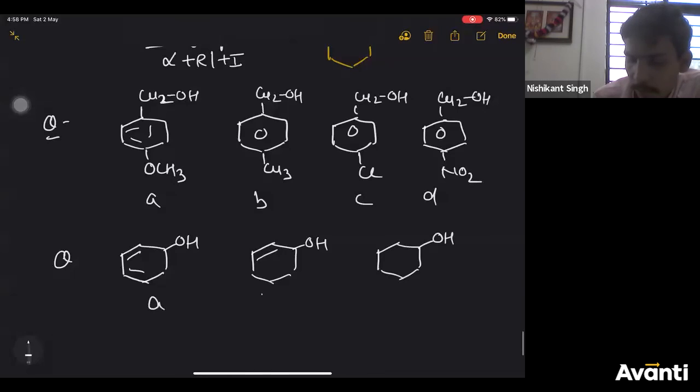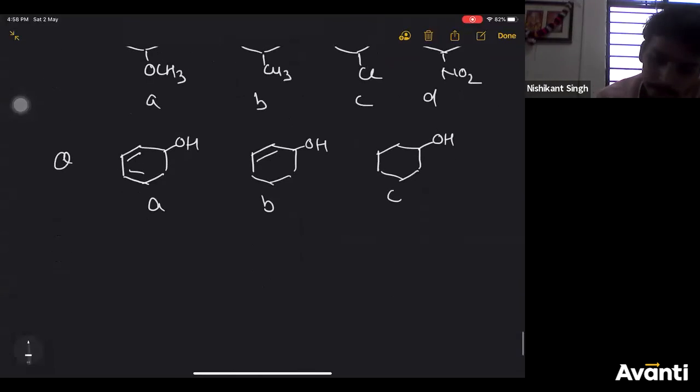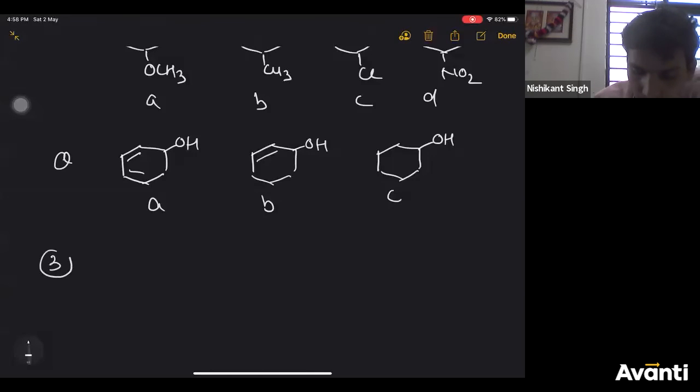Again, A, B, C. What is the order of rate of carbocation? Try to solve these two questions. The third method of preparation is by dehydrohalogenation.